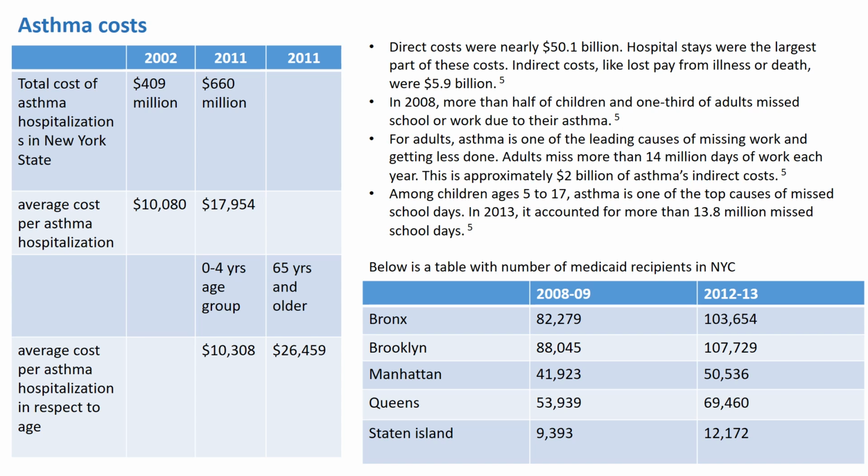Children miss their school days, which in turn leads to loss of education or lagging behind in study work. Here are tables showing asthma costs in New York State and the number of Medicaid recipients in New York City. Notice the areas with the highest number of Medicaid recipients have a larger number of African American communities.